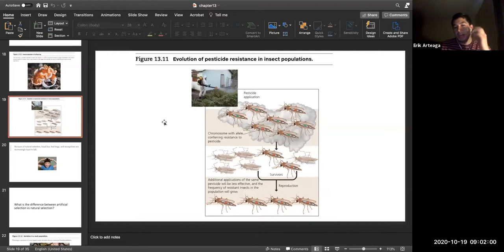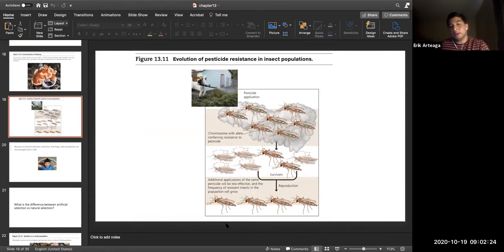So we have, by random chance, these specific insects that are resistant to the pesticide, either through a random mutation or a random genetic mix-up. Okay, all of these organisms get wiped out. The green organisms get wiped out by the pesticide. Only the organisms with that specific trait survive. They will then survive to pass on their genetic trait.